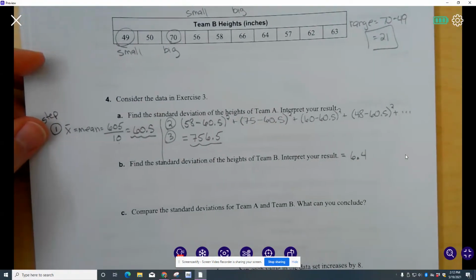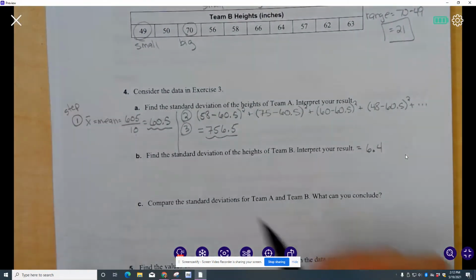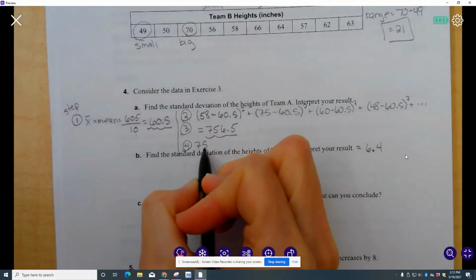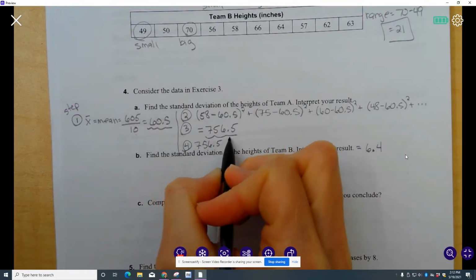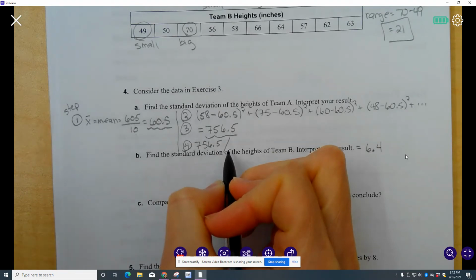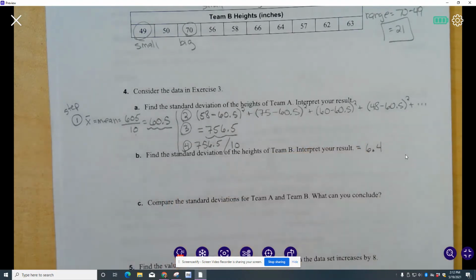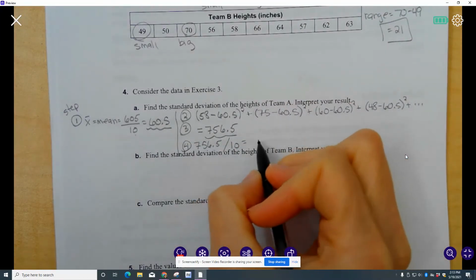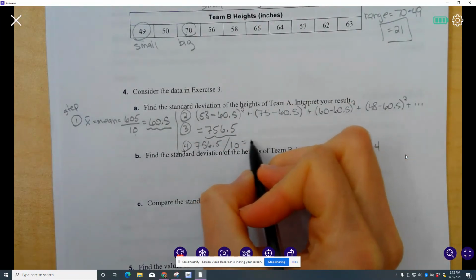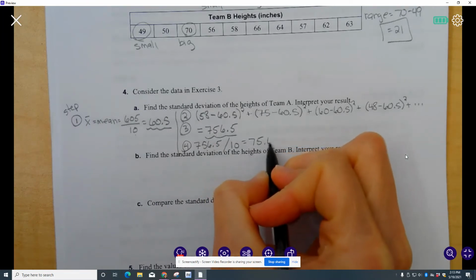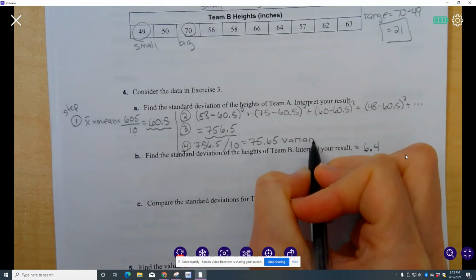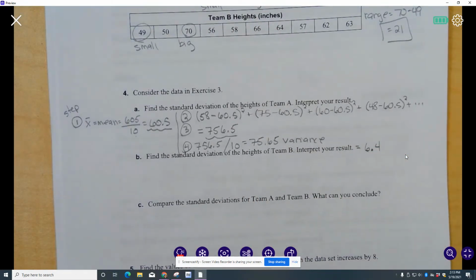So step 4, yeah, we can put it right here. Step 4 is going to be 756.5 divided by 10, because we have 10 numbers in our list. So our variance is going to be 75.65, and I want you to label that as your variance. Okay, we're almost done.